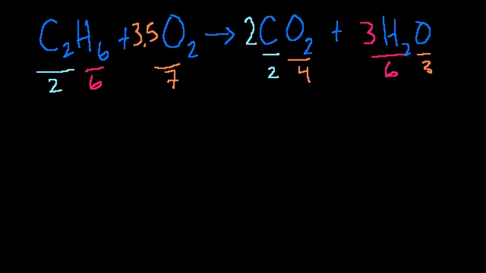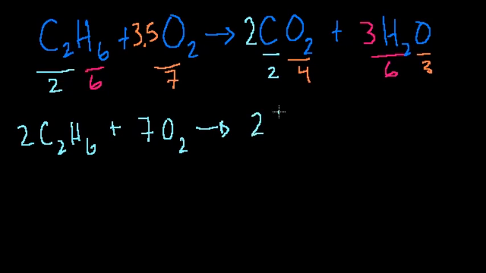So if I multiply everything by 2, I end up with 2 molecules of ethane plus 7 molecules of diatomic oxygen, 7 O2s, yielding 4 molecules of carbon dioxide plus 6 molecules of water. Oh, sorry, I'm multiplying everything by 2.